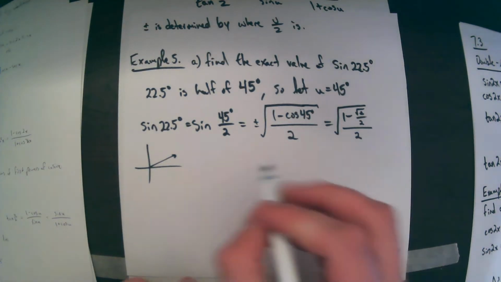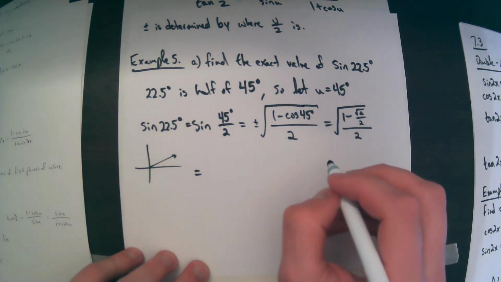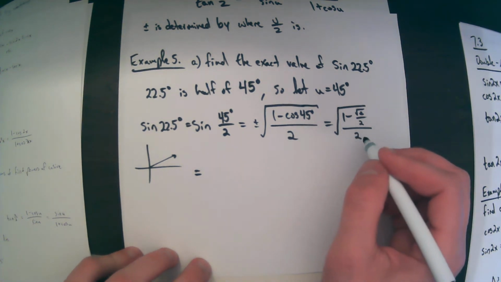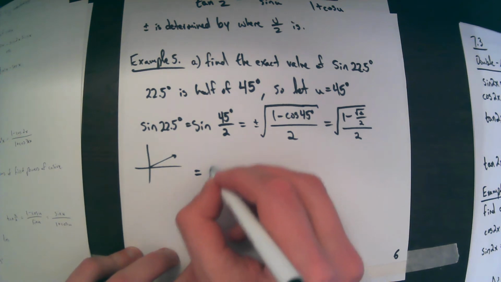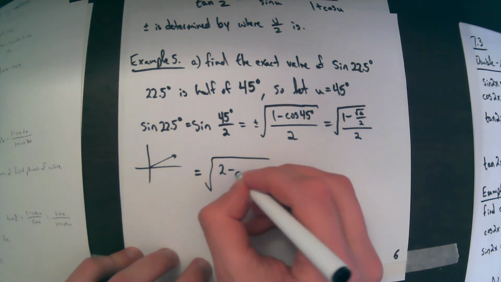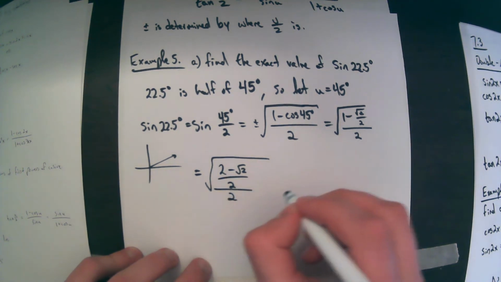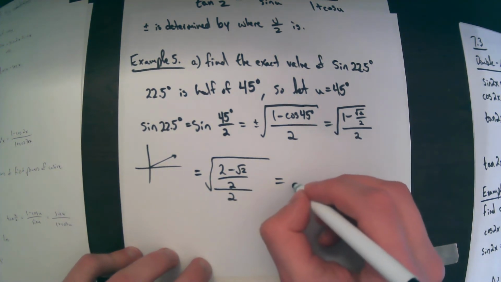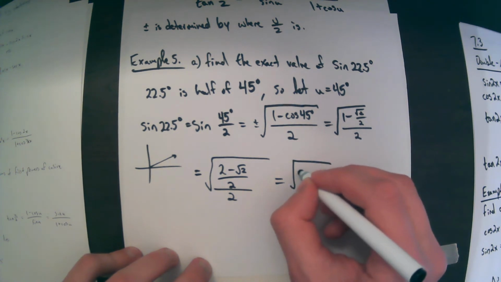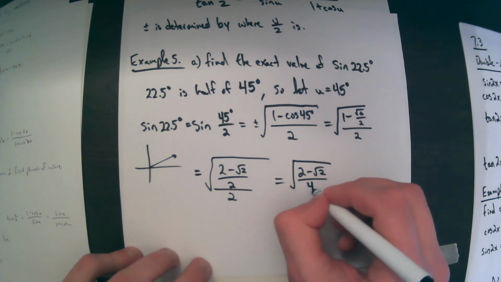Alright, so we determined this was positive. This is all under the same square root, so if we get a common denominator in the top, we'll have 2 minus square root of 2 all over 2, and then all over 2, which is going to give us square root of 2 minus square root of 2 all over 4.